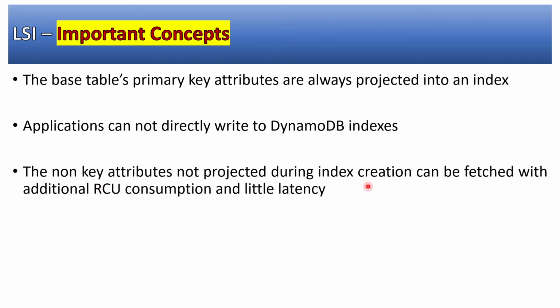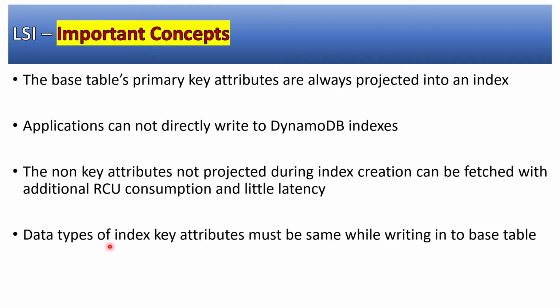Non-key attributes not projected during an index creation can be fetched with additional RCU consumption and a little latency. So this we can see with some SDK, whether it is Node.js or Python. That time we can do it. This is not possible to do using AWS console. Data types of index key attributes must be same while writing. So this is another important aspect, that data types, for example LSI sort key data type should be same when you are writing the record into the table, then only it will be considered as an index record, otherwise it will not be indexed.